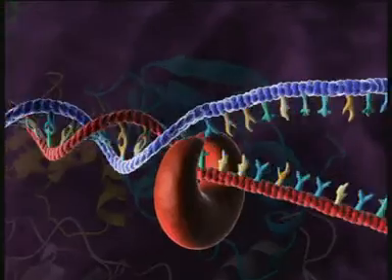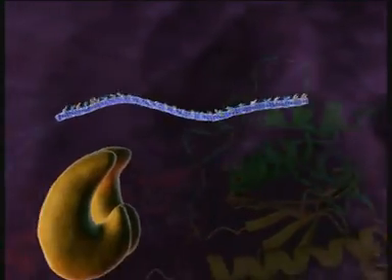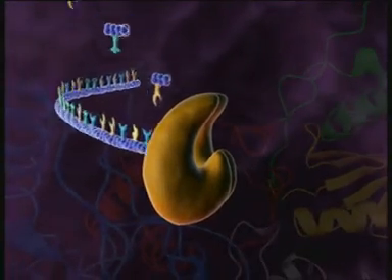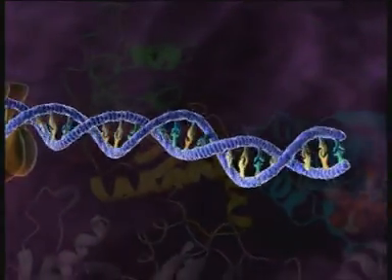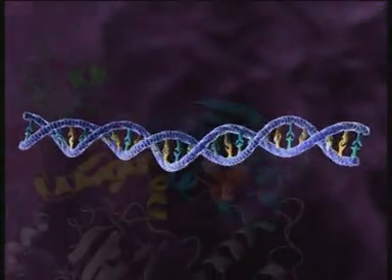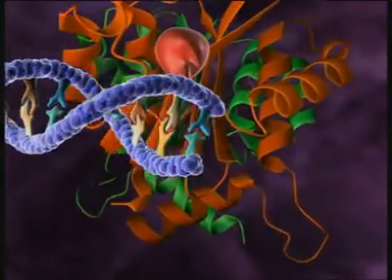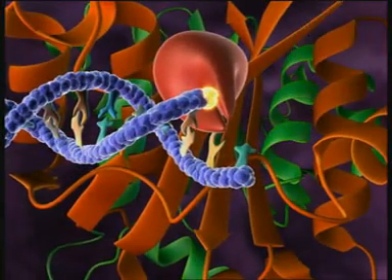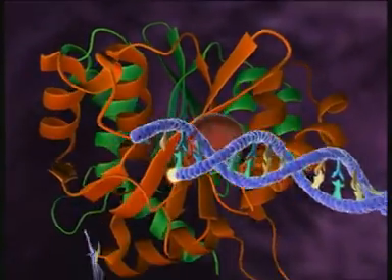Ribonuclease H breaks down the RNA. The polymerase then completes the remaining DNA strand to form a DNA double helix. Now, integrase goes into action. It cleaves a dinucleotide from each 3' end of the DNA, creating 2 sticky ends.